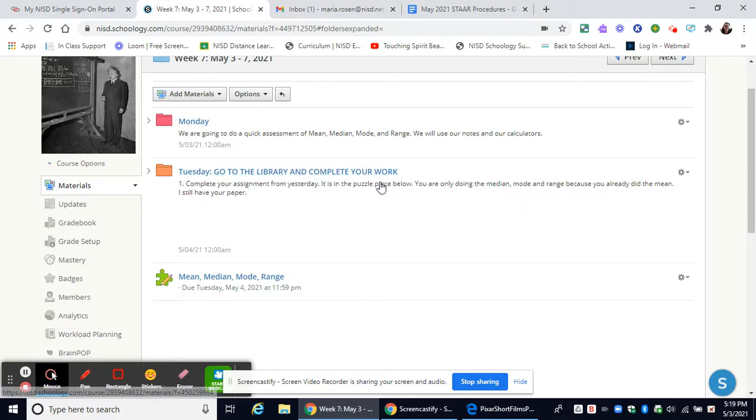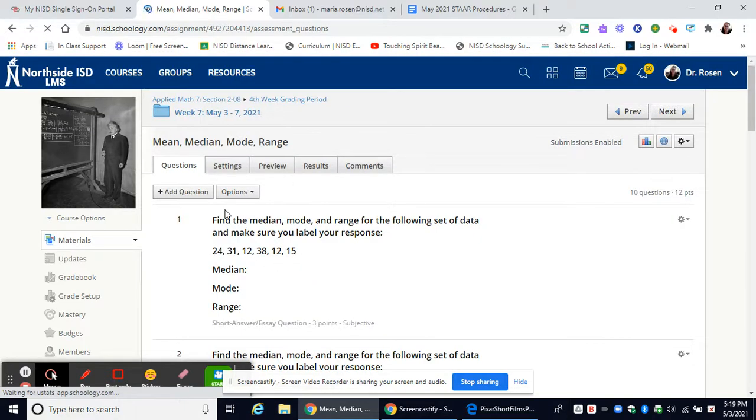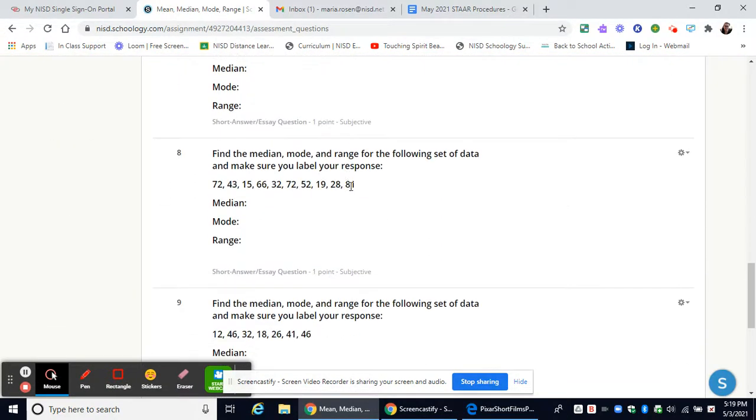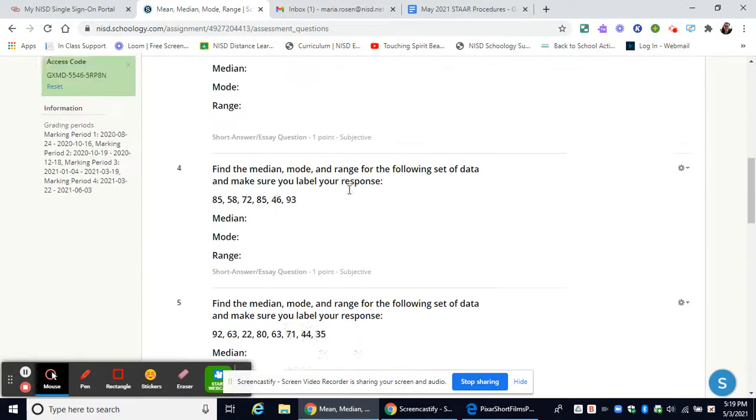This is the same assignment that you started yesterday, but I put it here. So now you're going to find it in here, okay? In mean, median, mode, range. You already did the median. So when you open, I'm only asking you to do 3 things. There are 10 questions. They're the same ones we did on the paper, okay?